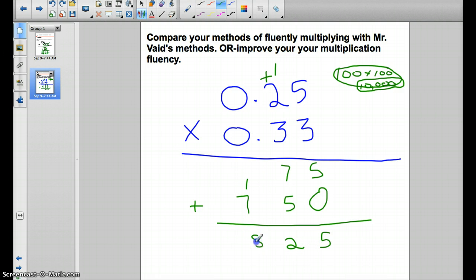1 plus 7, 8. Now, I have two numbers that are less than 1 multiplying one another. I can't get 825 or even 82.5 or 8 and 2500ths. If I count back, my answer should be in the 10,000ths: tenths, hundredths, thousandths, 10,000ths. So I would put a 0 here, and my decimal would go there. And my answer would be 825 10,000ths. That's how I multiplied these values together.